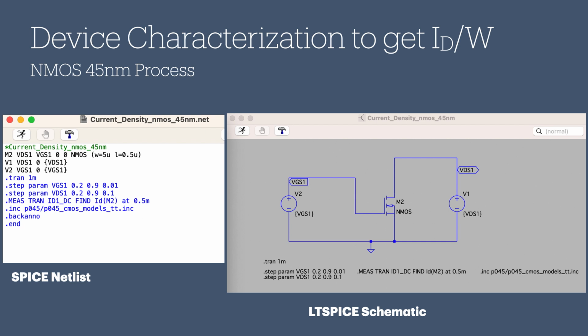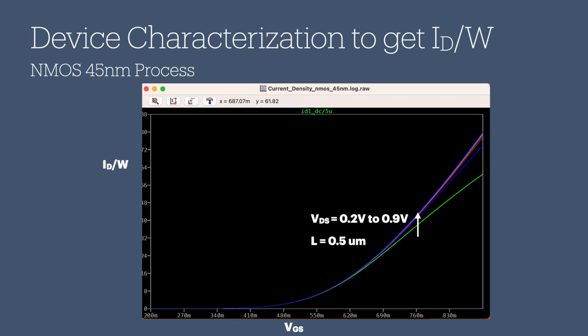This is how we do it in LTspice. The student must study the LTspice code and the schematic on their own. This is the current density ID over W, while sweeping VGS and VDS. The length here is maintained at 0.5 micrometers, and the source-to-body voltage VSB is set to 0 for simplicity.